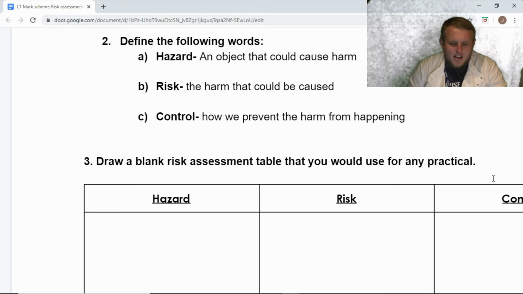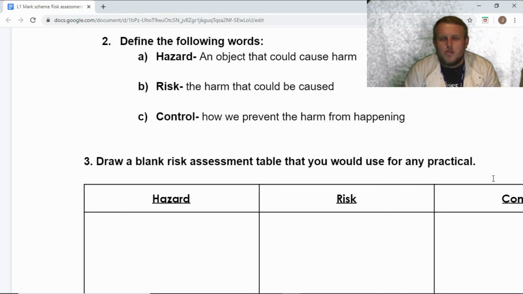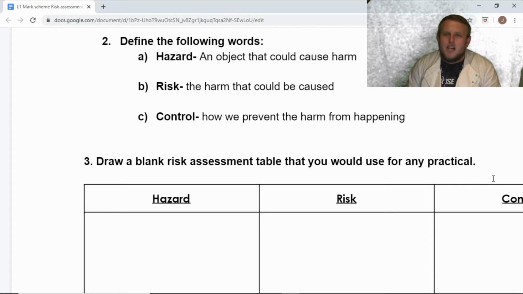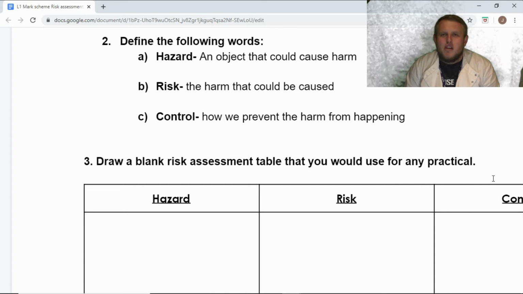And C is looking for what a control is. A control is something that you would do to prevent yourself from being injured, like cleaning up broken glass, taking care when handling naked flames, and also just being aware generally and following safety instruction.